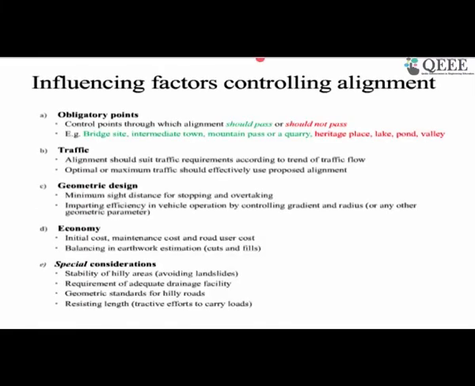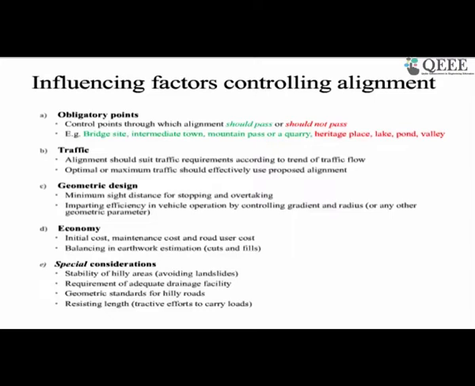So now let's move into the other part, as I was saying, the influencing factors or the controlling alignment. There are obligatory points within there, and when we are deciding any alignment, we need to look into what the obligatory points are. Obligatory points are the points through which an alignment needs to pass, and also the points which the alignment needs to avoid.